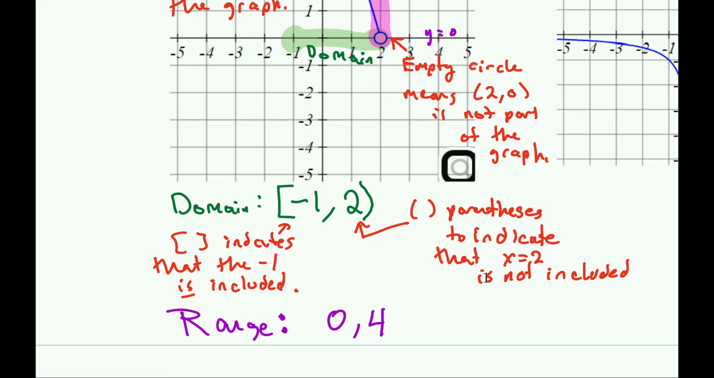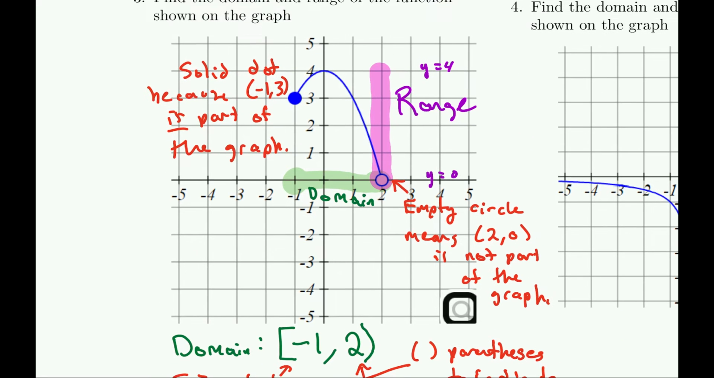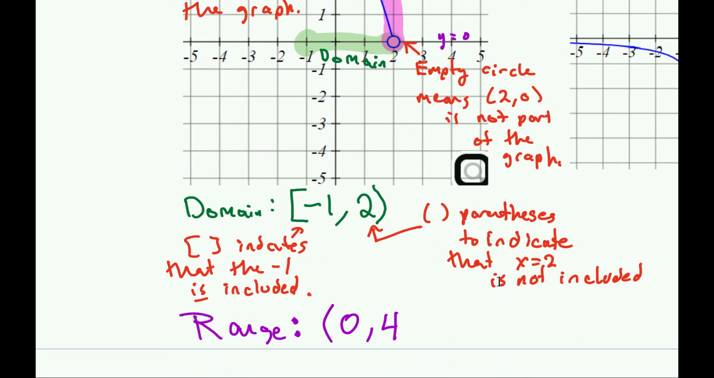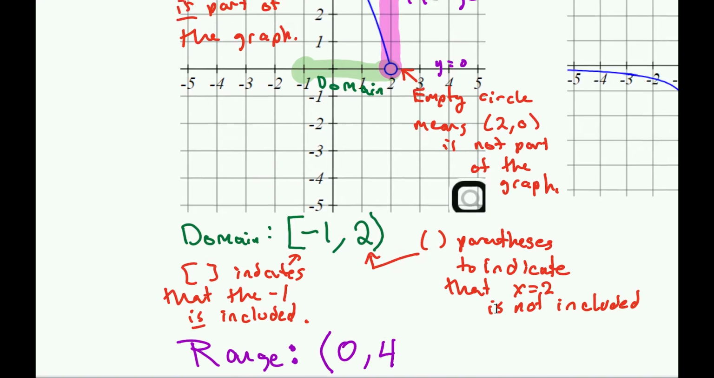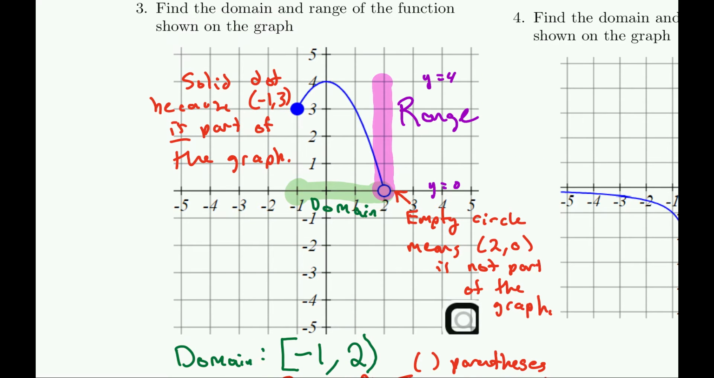And then we need to decide on, not empty circles, on square brackets or parentheses. So the bottom of this graph down here at y equals 0, there is an empty circle there. So that empty circle means that we should have parentheses on that end. At the top end, up here at 4, well, there is no dot, right?